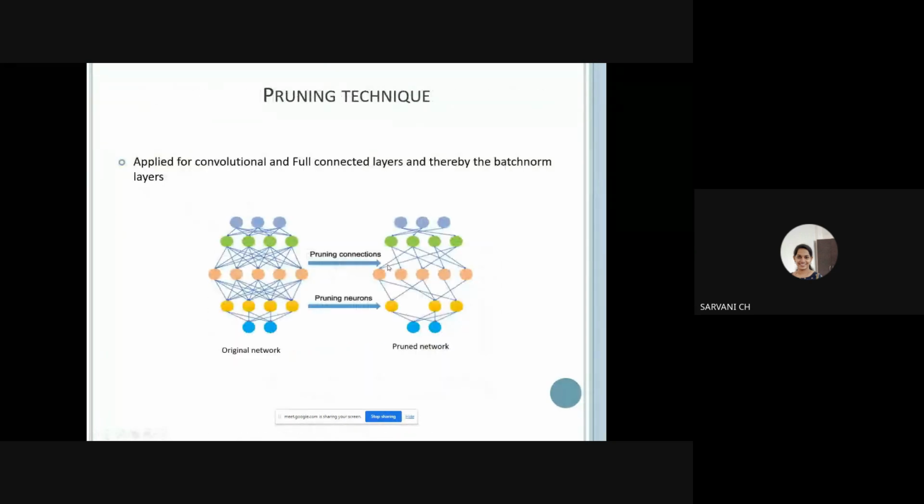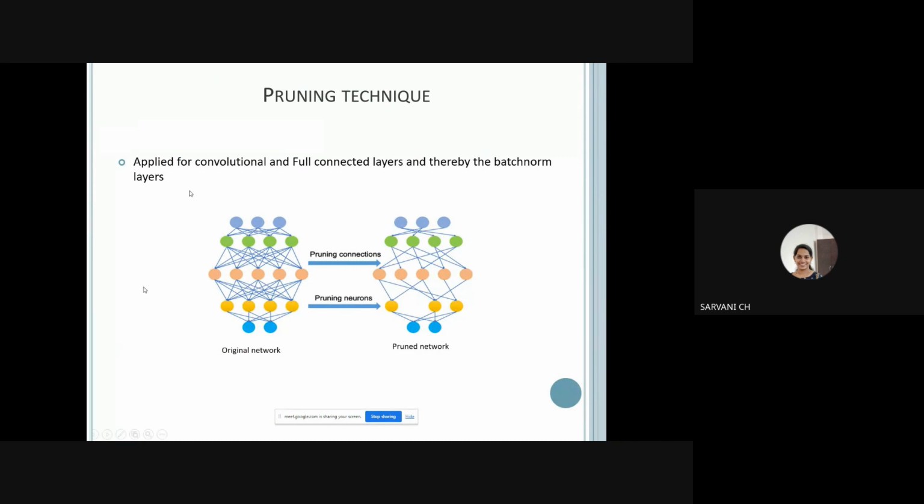Now, let us look at the pruning technique. So what is pruning? Like we have seen with synaptic pruning in the brain, we remove certain portions from the neural network architecture. This is basically applied to convolutional and fully connected layers.